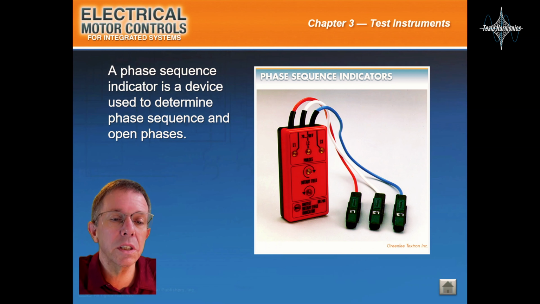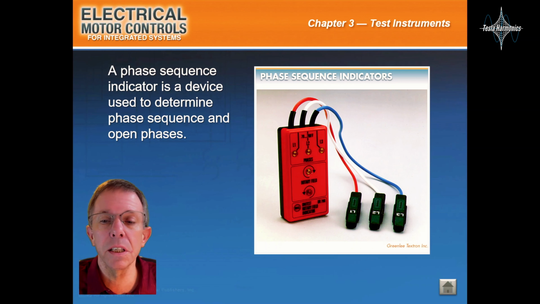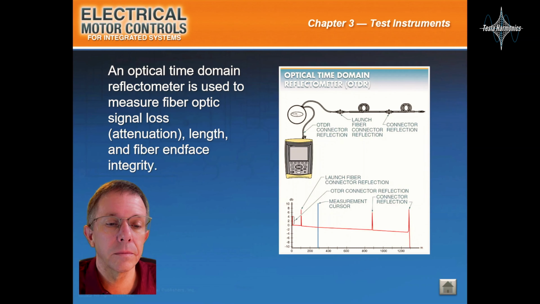A phase sequence indicator is a device used to determine phase sequence and open phases. An optical time domain reflectometer is used to measure fiber optic signal loss, attenuation, length, and fiber in-phase integrity.